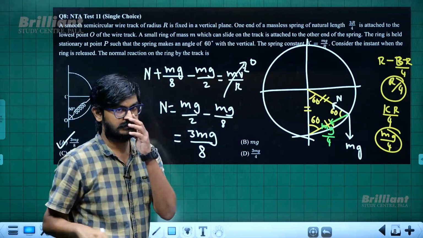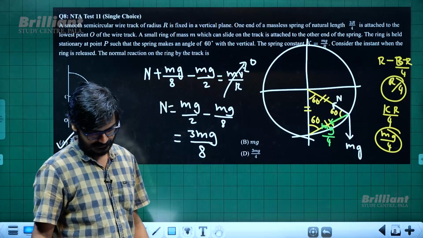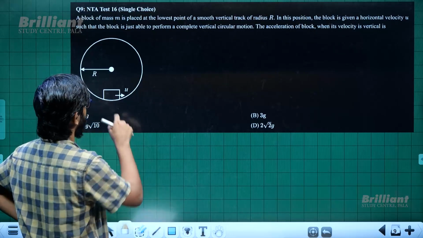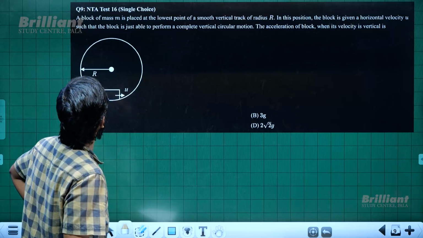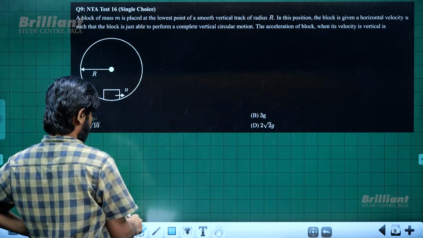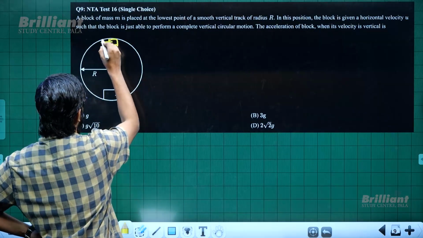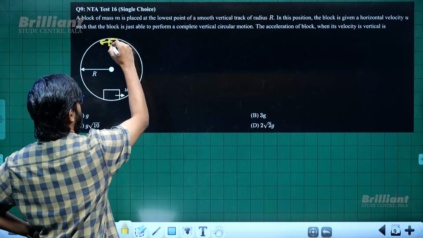So centripetal force, if the velocity is 0 then the normal will be balancing the force along that direction. The next question: a block of mass m is placed at the lowest point of a smooth vertical track. In this position the block is given a horizontal velocity u such that the block is just able to perform complete vertical circular motion. In yesterday's class we have seen if it is performing complete vertical circular motion, at the topmost point it must be just able to perform. So the meaning is normal reaction will be 0.